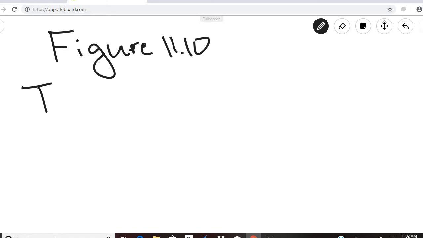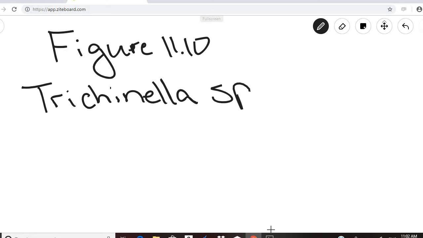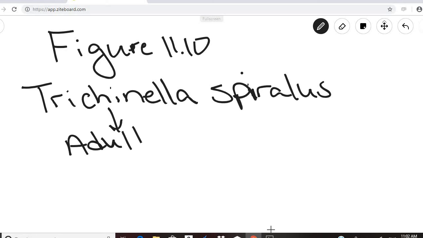One type, maybe the most common in terms of a parasite member of this phylum, is called Trichinella spiralis. And the adult of this animal, of this worm, lives in the intestines of pigs.